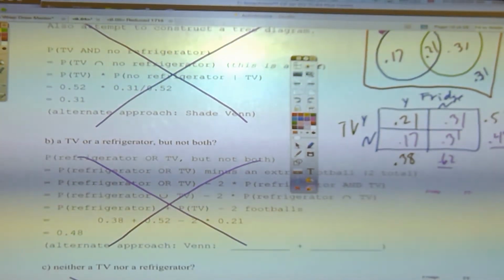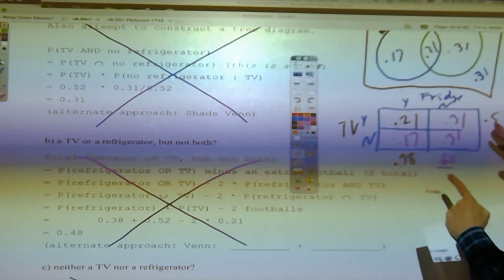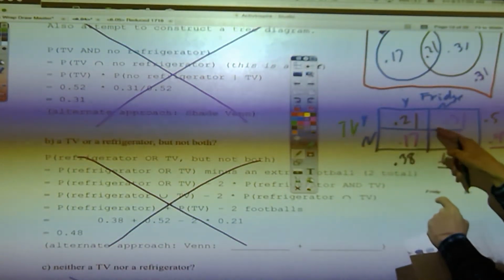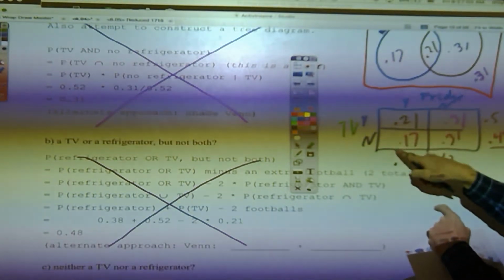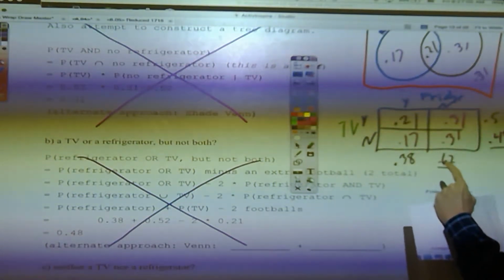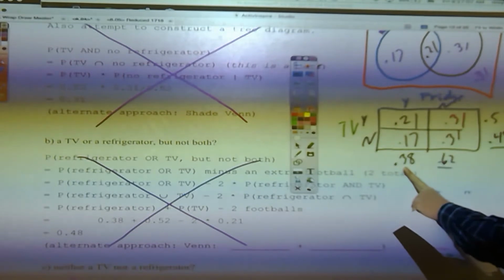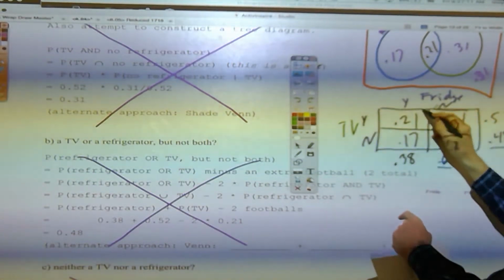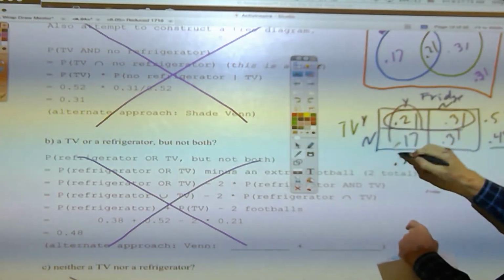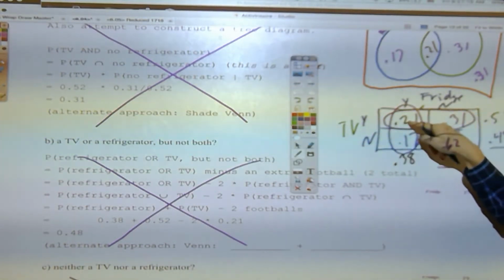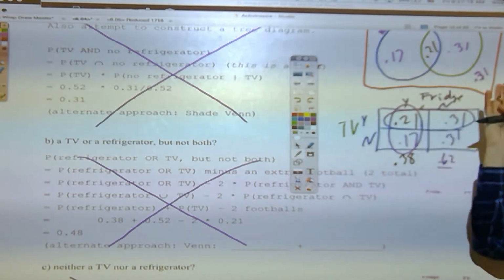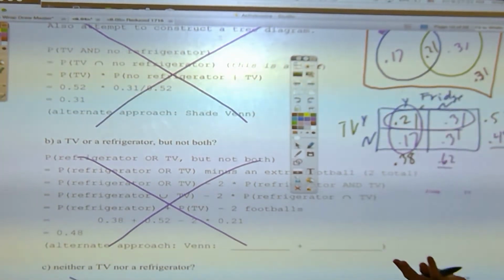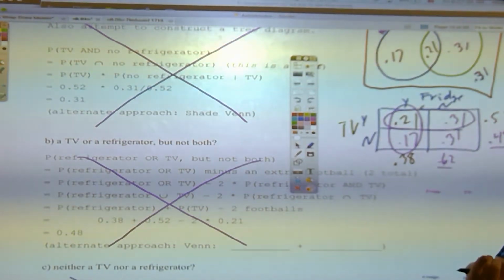Now, here, it's kind of like saying we're going to take this, yes TV, and yes fridge. So you could add these 2 numbers and then subtract the football twice. Because if you just add these 2 numbers, you're adding the football twice. And they don't want the football at all. They don't want any overlap. So you'd have to subtract out the 0.21 twice. So that's another approach if you were leaning on the two-way table.